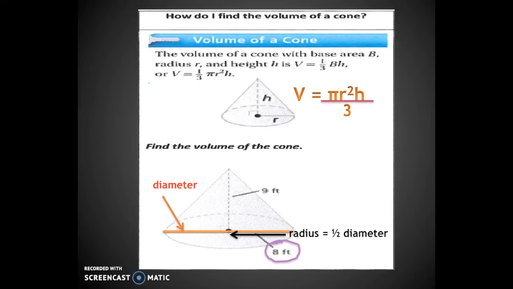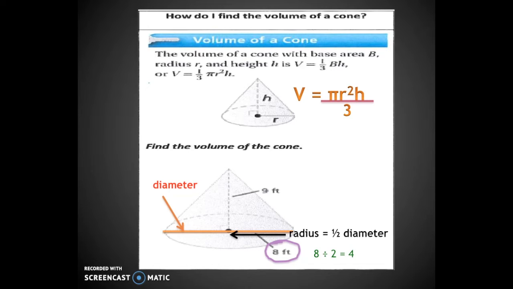Now you need to know that the radius is half of your diameter. So our formula that we'll need to apply is we would have to divide the diameter by 2. So 8 divided by 2 would give us half of my diameter, which is now my radius. The goal is to remember when the diameter is given, you have to divide it by 2 in order to find your radius. Hope that's making sense.